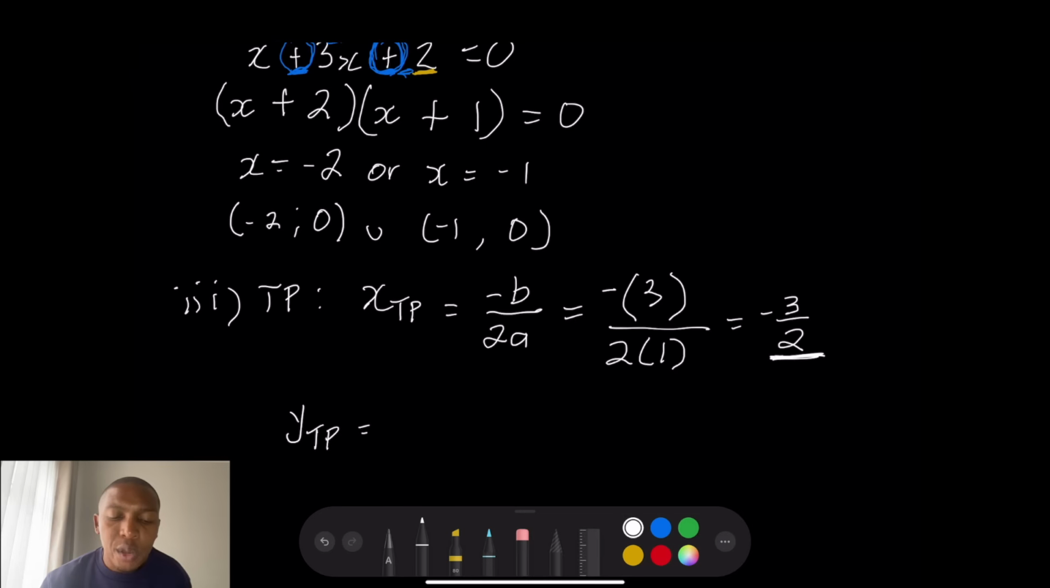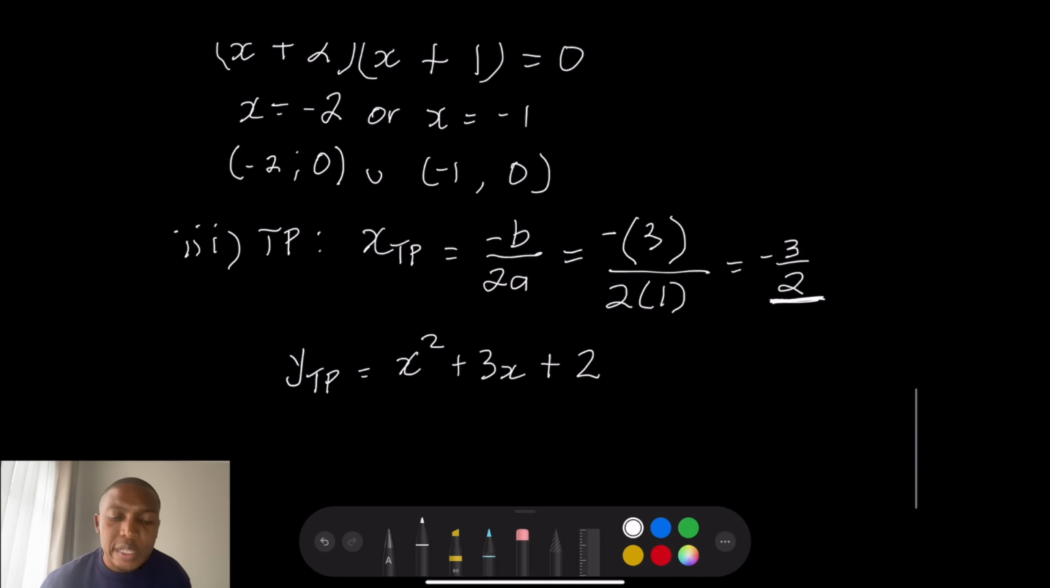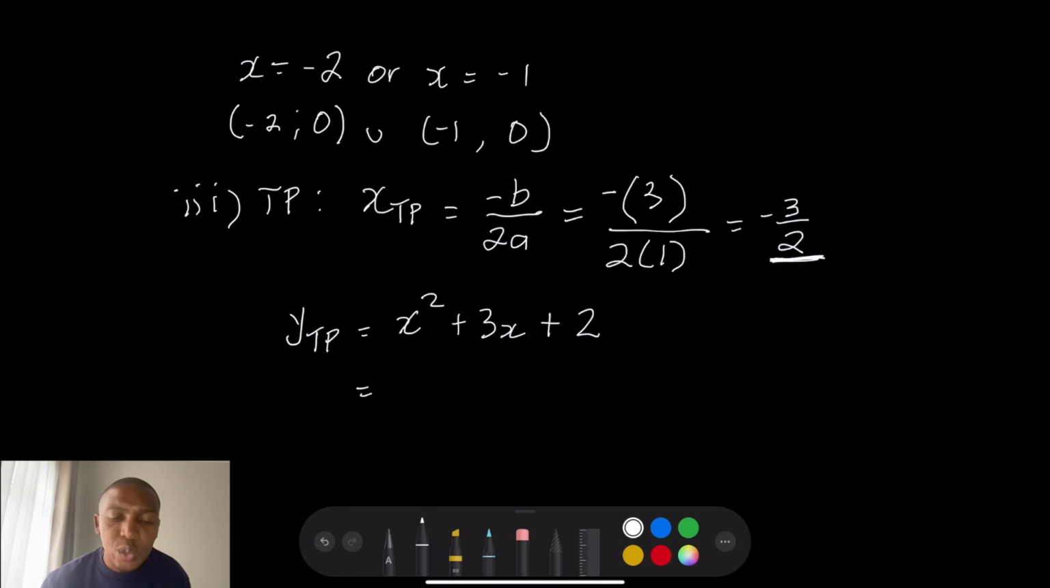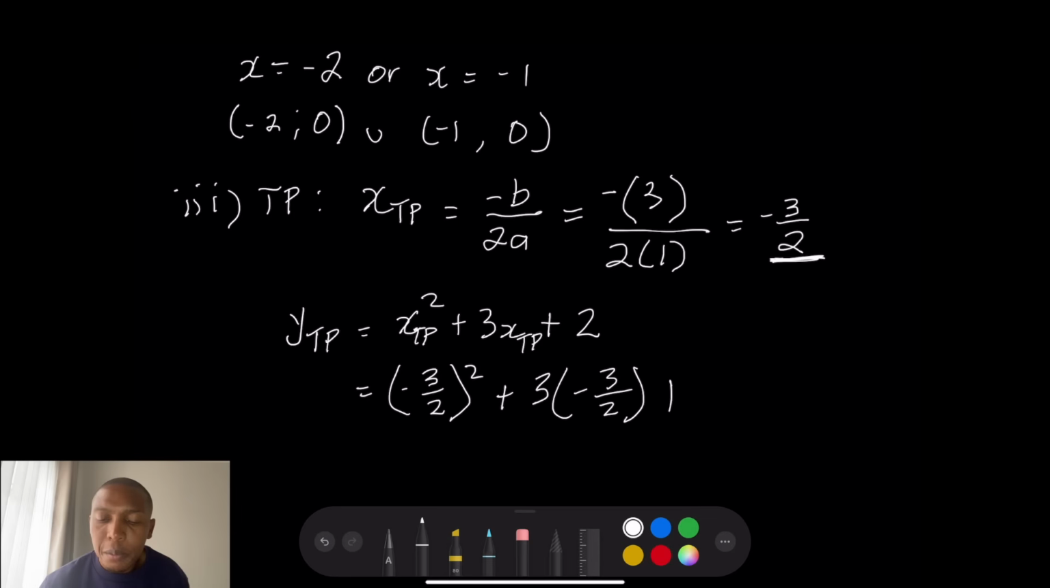Okay, so remember our original equation, let me write it as it was. So that's going to be x squared plus 3x plus 2. So in this case, when I substitute, remember I said I substitute my x value of the turning point, so I'm going to say that's minus 3 over 2 squared plus 3 into negative 3 over 2 plus 2. And so that you can get to your final answer.